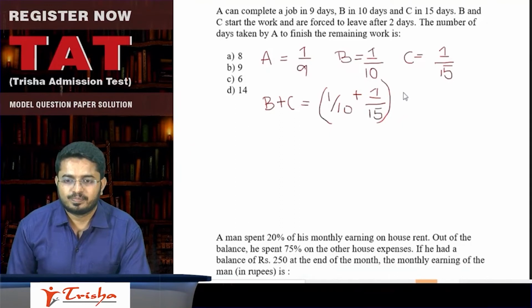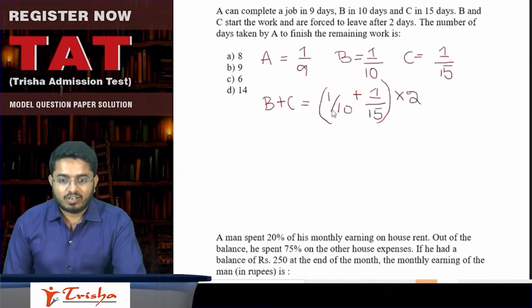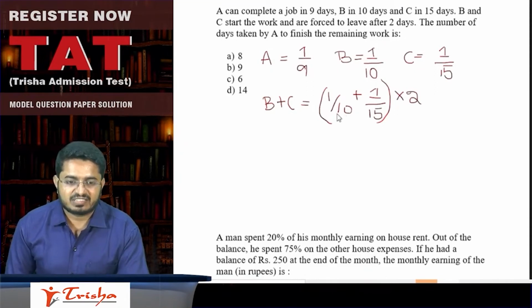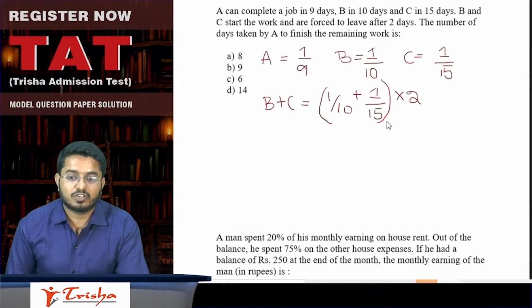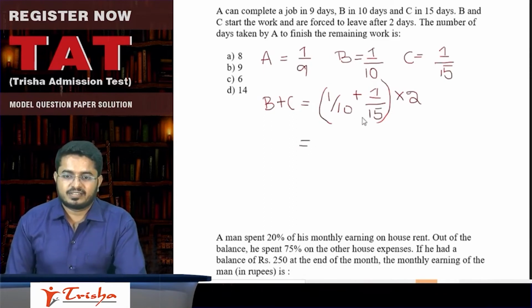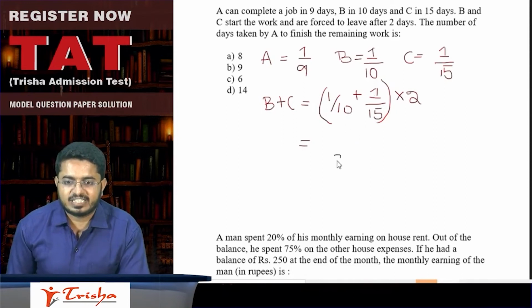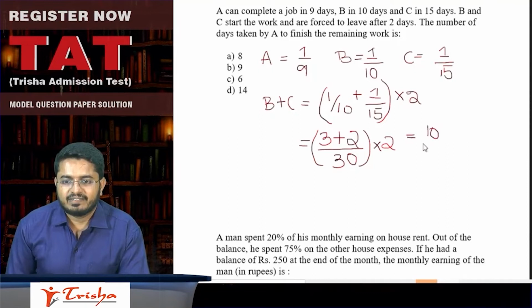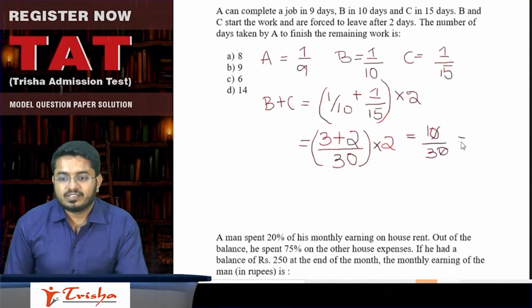into 2. Why into 2? Because in 1 day, B finishes 1/10, C finishes 1/15, but they worked for 2 days. So denominator is different here. 10 and 15, when you take the LCM, you'll get the lowest common multiple as 30. So 10 threes are 30, 1 three is 3. 15 twos are 30, so 1 two is 2. And then you have to multiply this by 2. So 5 into 2, 10 divided by 30, that is 1/3.